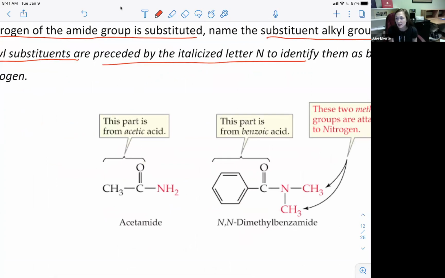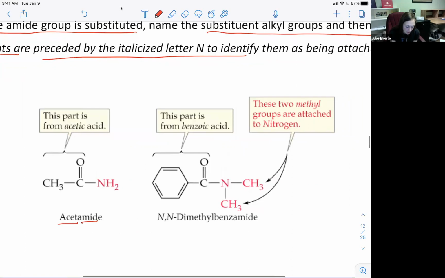If we have acetic acid, but instead it's an amide, we just call that acetamide. We just take the ic acid part off and we put the word amide on. You'll hear people pronounce this acetamide, all flowing together as one word. Okay, so this is benzoic acid if it's a carboxylic acid, but it's not. Now it's an amide. So instead of benzoic acid, we call it benzamide. That is the root parent amide.